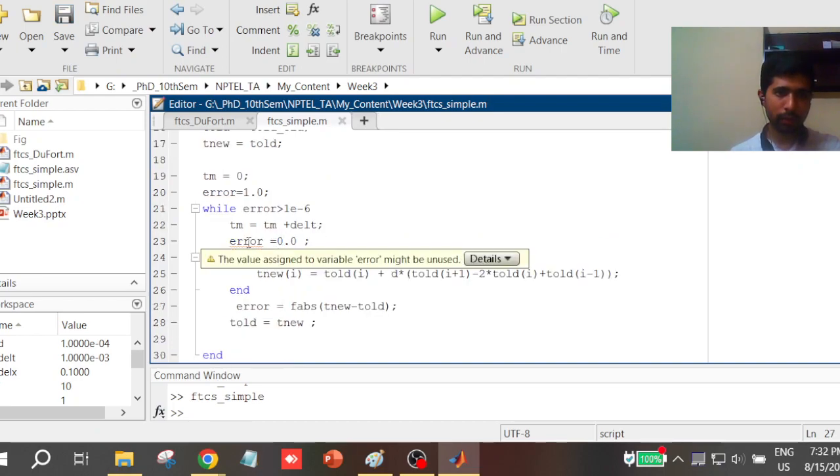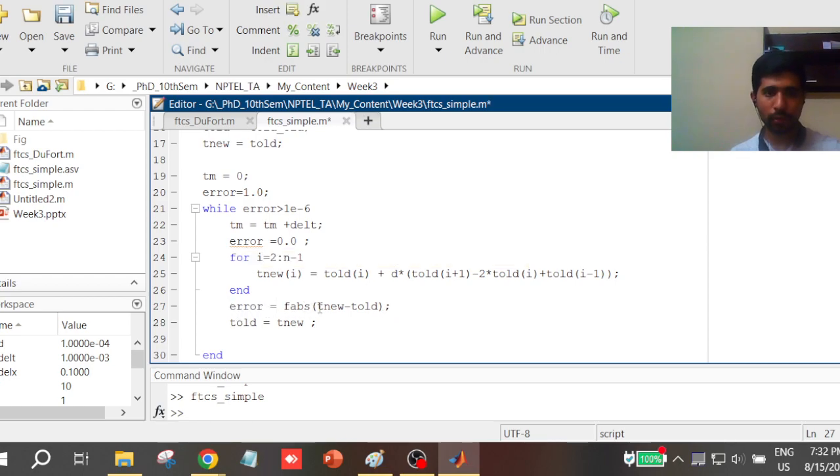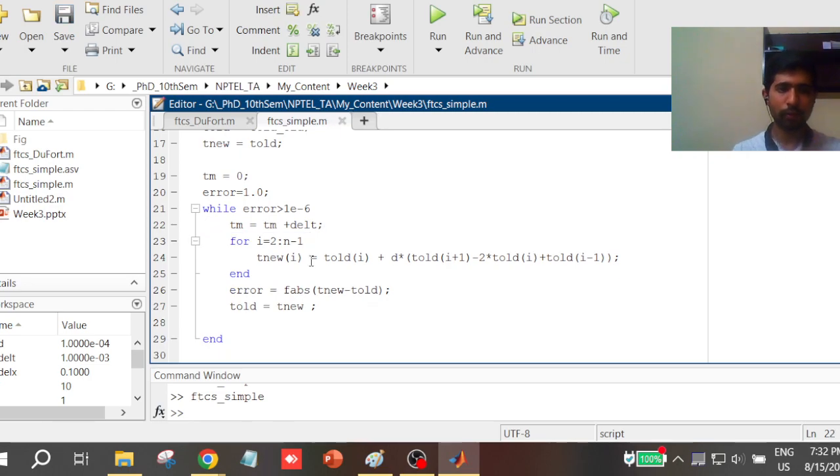So what is it telling me? Be unused. Okay, let it be used. This is all not required, I think. Okay, fine. And it will give an array. If I do just T new minus T old, so I have to select the maximum of T new minus T old. That is over the whole domain.